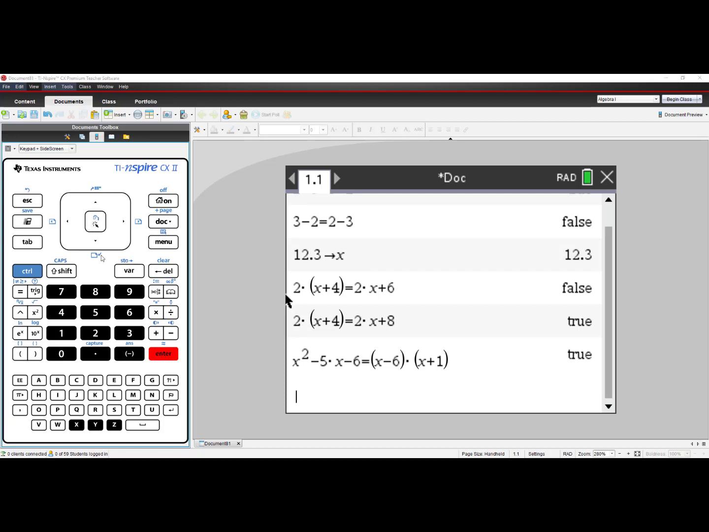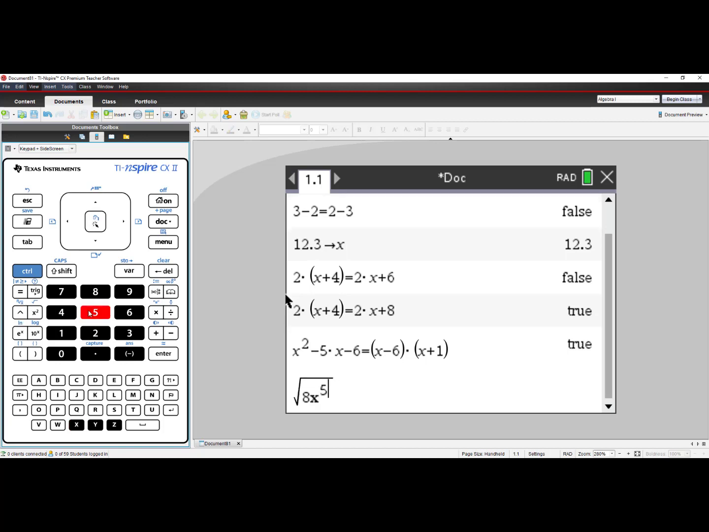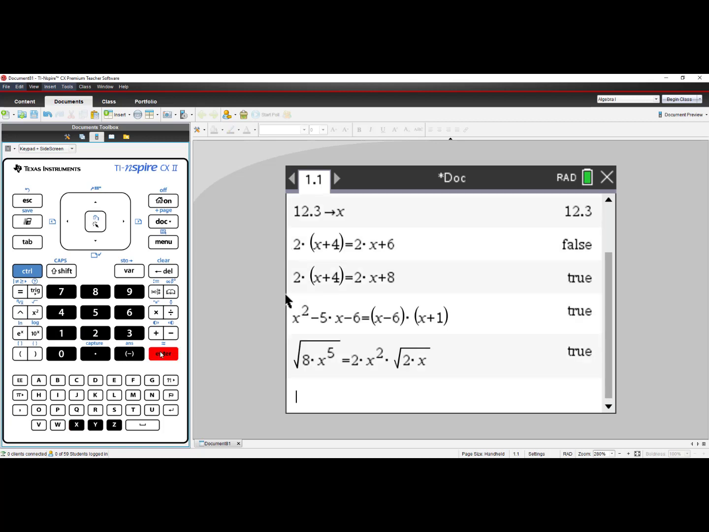I wish to simplify a radical. Control x squared will get me my radical, my square root. 8 x raised to the 5th power. I'll right arrow to get out of the radicand. I'll set it equal to 2x squared radical 2x. When I press enter, I see that I have simplified the radical correctly.